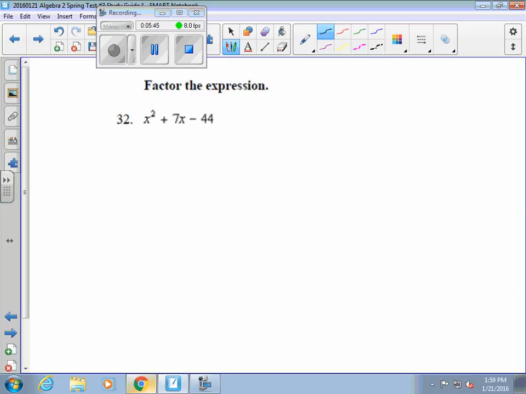32 says factor this expression. Remember, we have a trinomial. We're making it two binomials, x times x. In order to factor 44, your factors of c: 1 and 44, 2 and 22. 3 doesn't go into it. 4 goes into it 11 times. 4 times 11. 5 doesn't go into it because it doesn't end in 5 or 0.